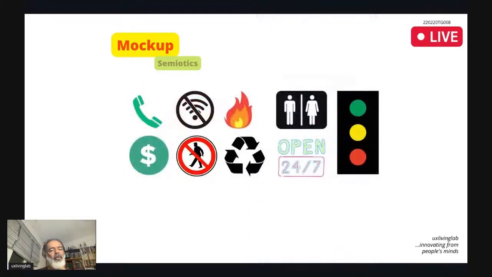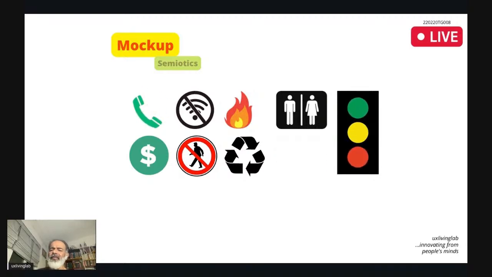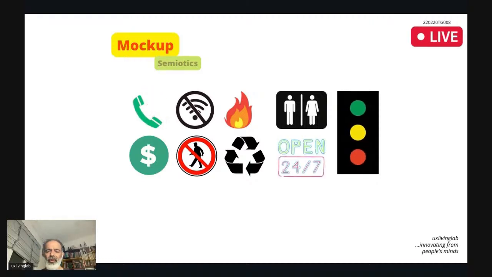So semiotics, most of the time we are interacting using these signs. Think about these popular signs. How many times in a day are you interacting with signs? Look into any of these signs, phone or Wi-Fi, fire, restrooms. If I am driving, red, yellow, green, that's the most popular universal sign. Recycling, currency, traffic signals, everything is based on signs. People won't read. Don't put on explanatory notes. People look into the sign. So your signs should talk the universal language.